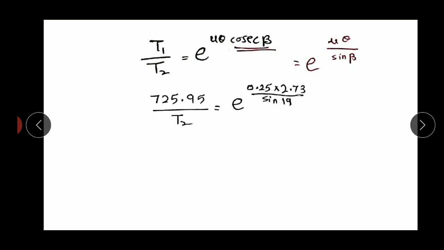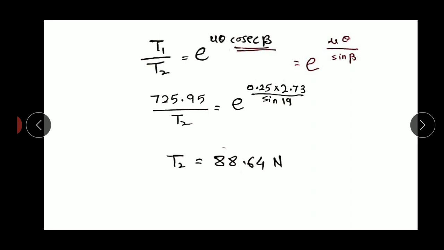So put all the values. T1 is known, theta we found out, that is 2.73. Mu and beta both are given. 2 beta is 38 degrees, so beta is 19 degrees. Put all the values in this entire equation. Only T2 is unknown, so find T2. T2 comes as 88.64 newtons.